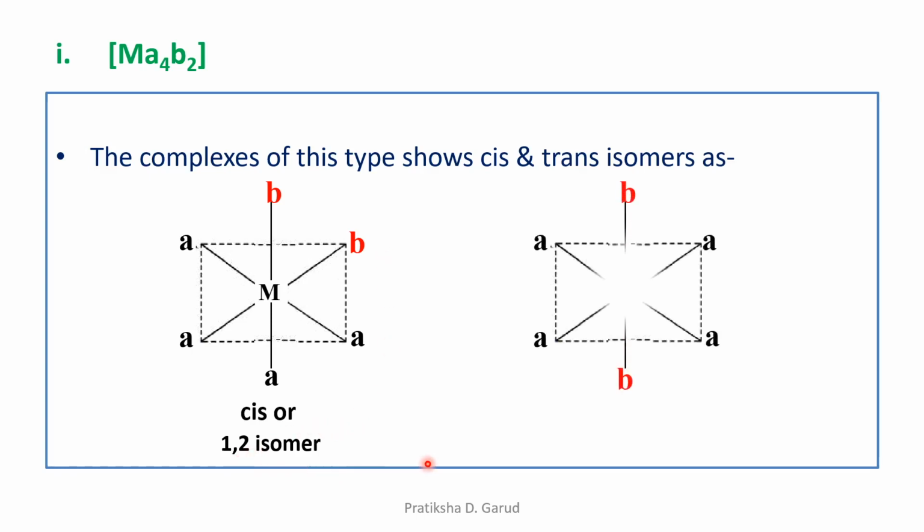Whereas in the second structure, when these 2 B are towards the opposite side of the central metal atom, then it is called as a trans isomer, or it is also called as a 1,6 isomer. Why 1,6 isomer? Because these 2 are placed at the 1 and the 6 position. Suppose this B is the first position, then this is second, third, fourth, fifth and the 6th. So these 2 B are at 1 and the 6 position, therefore it is called as a trans or 1,6 isomer. So in this way we have to find out the cis and the trans isomer.